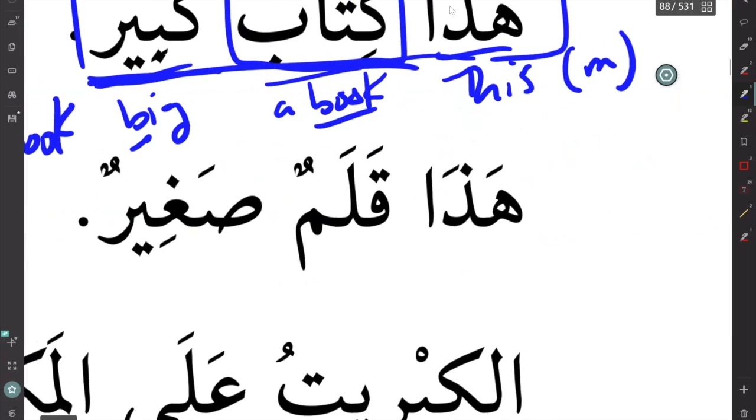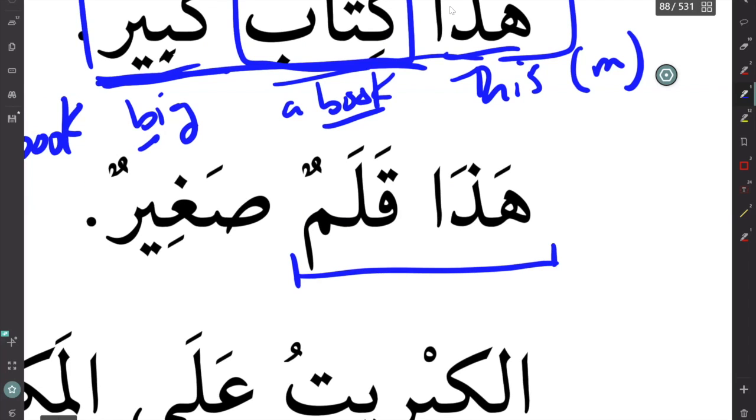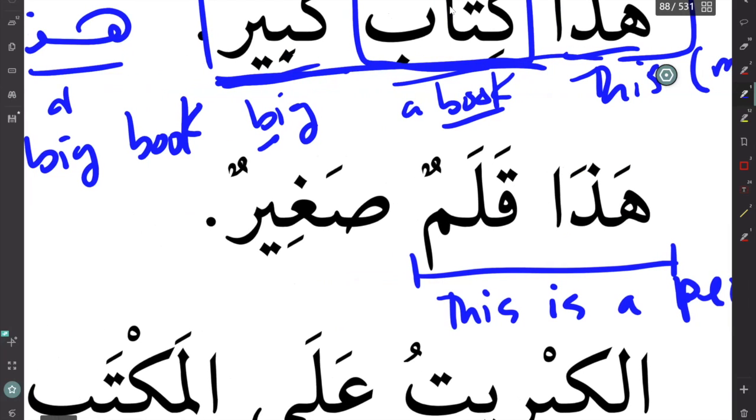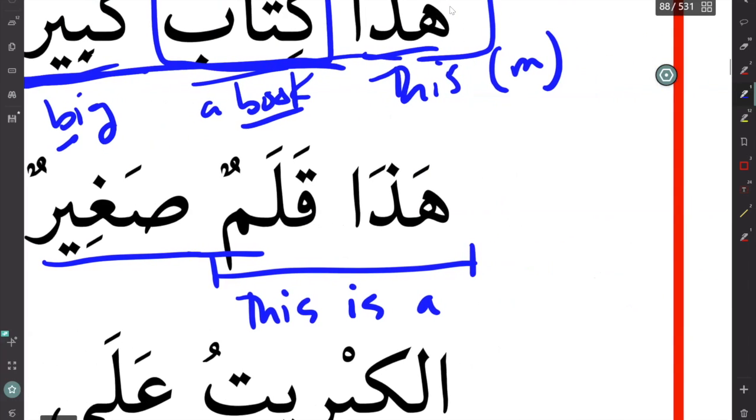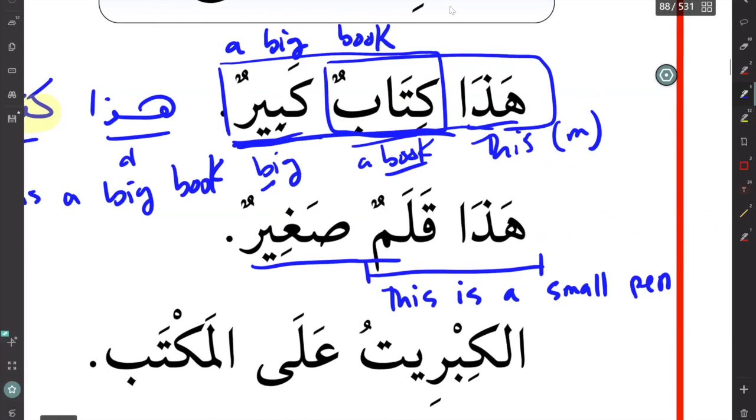You can also look at another way. You can translate this part first. هذا قلم. هذا is this. قلم is pen, right? So this is a pen. Then we have صغير, which is an adjective to the pen because both of them are indefinite. قلم صغير means a small pen. So now you're saying this is a small pen.